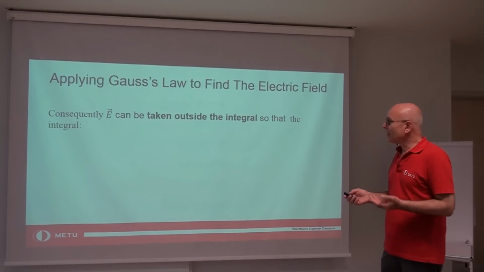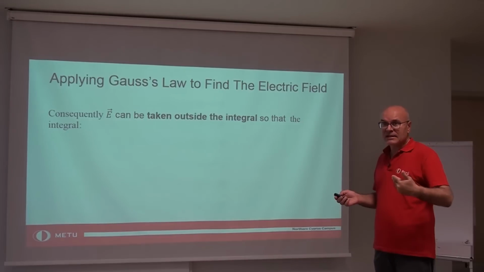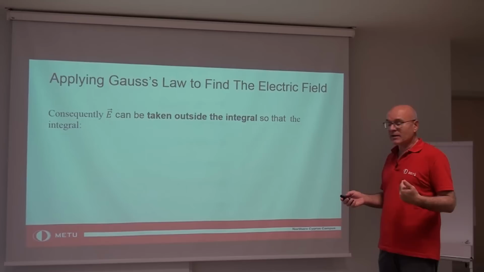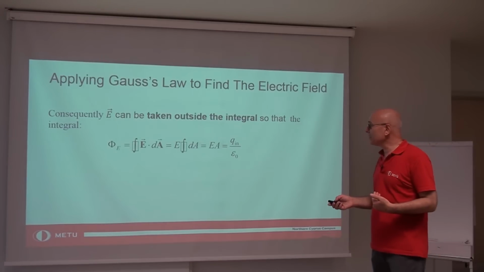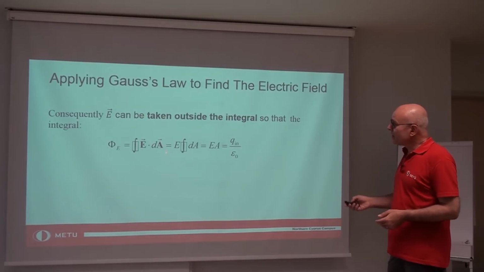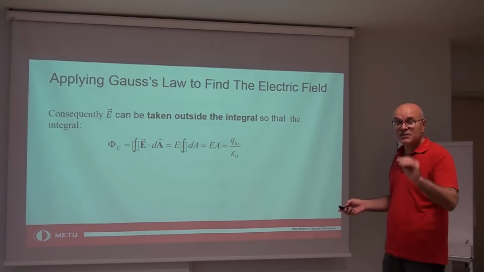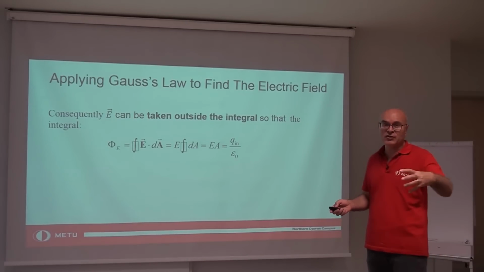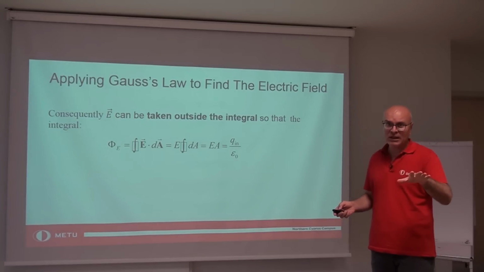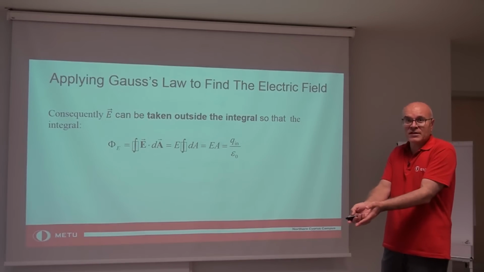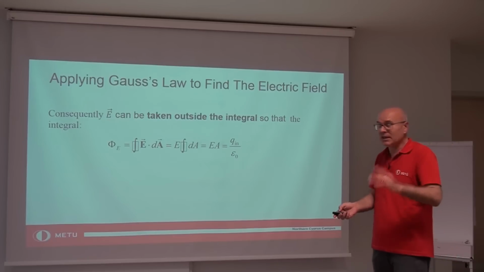So why are these three steps important in choosing the Gaussian surface? Because the strategy is the following. Remember, our aim here is to find the electric field of that charge distribution using Gauss's law, not to calculate the flux. The flux we already know. Just count the charge inside the surface, and we will find the flux. We want to find the electric field.